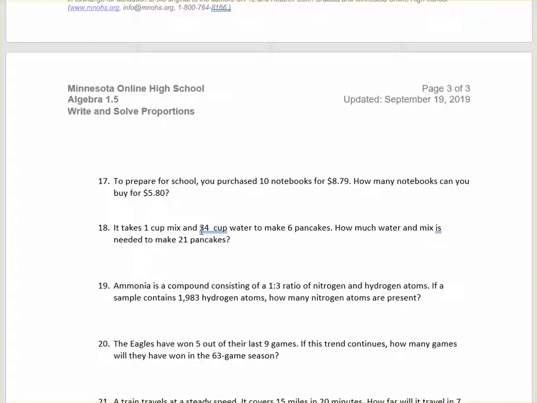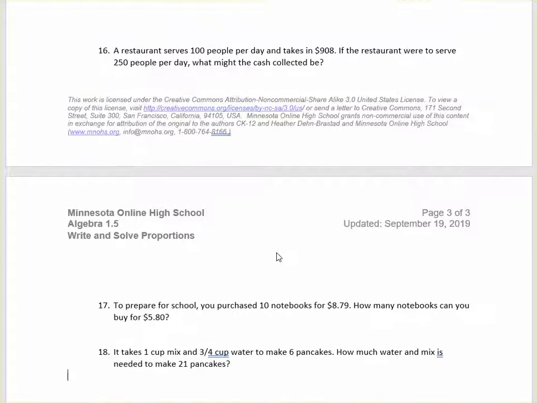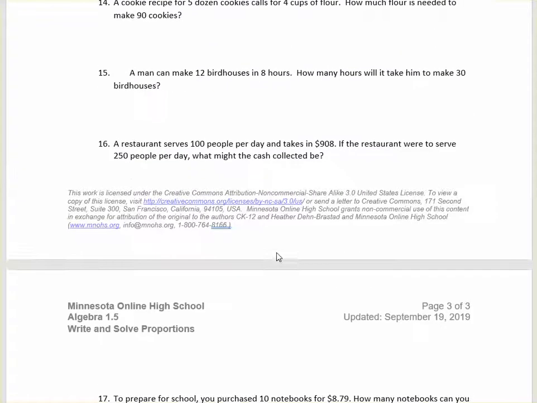It takes 1 cup of mix and 3/4 cups of water to make 6 pancakes. So that one was a typo. It said 34 cups of water, which would be the runniest pancakes in the world. I don't think you could even call them pancakes with 34 cups of water to 1 cup of mix. I think that was the only one.